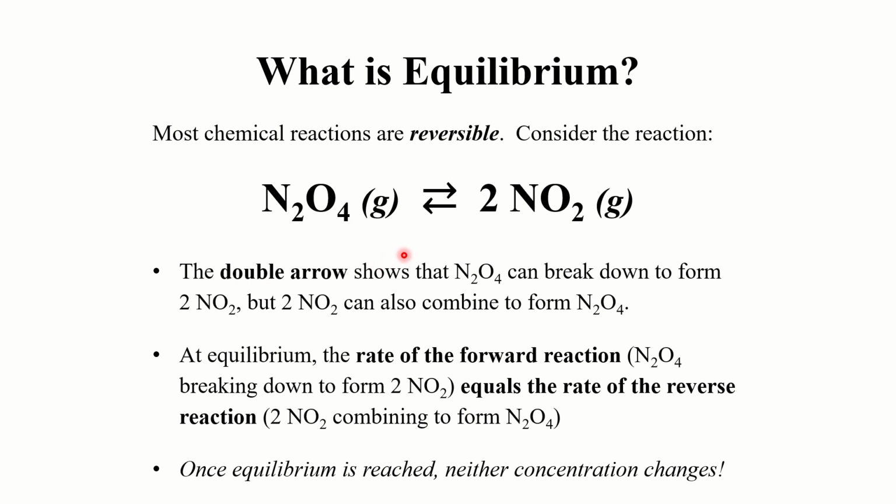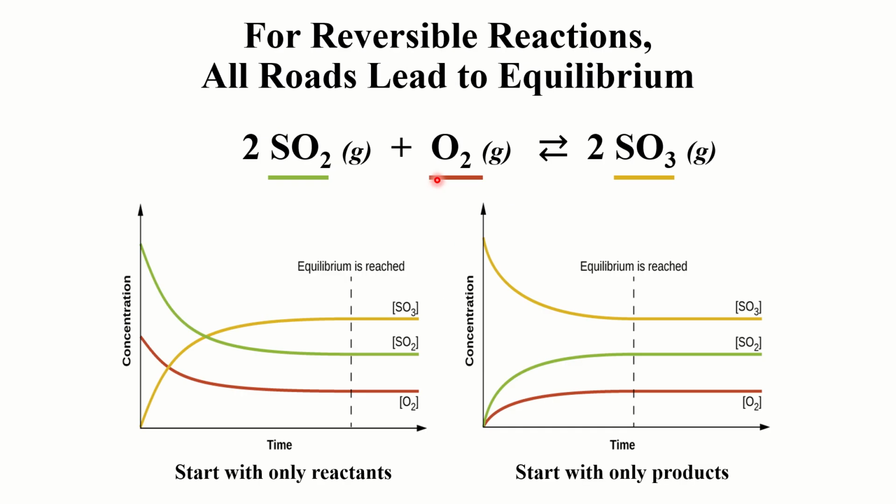So again, to restate this one more time and be completely clear, equilibrium does not mean that the concentrations are equal. When equilibrium is reached, that does not mean that there is an equal amount of both the reactants and the products. There will be different amounts, and we will see how we can define and determine the amounts present. All equilibrium means is simply that the rates of the forward and reverse reactions are equal to one another. So for reversible reactions, all roads lead to equilibrium. It doesn't matter what you start with, you will eventually reach equilibrium.